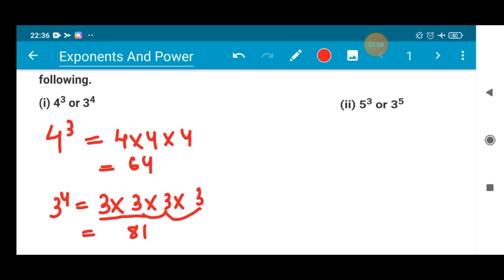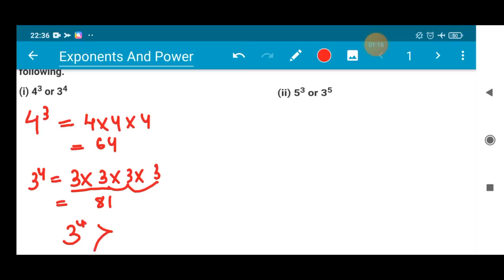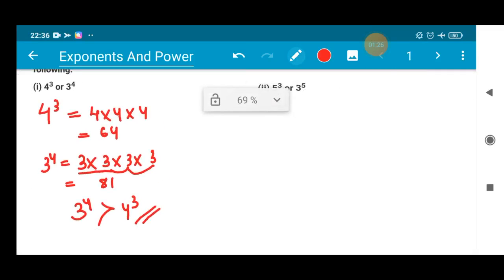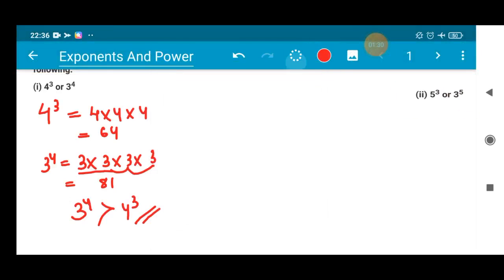So you can see here that of course compared to 64, 81 is greater. Yes, so 81, or you may write 3 to the power 4 is greater than 4 to the power 3. Right, so this is one way of doing. Now I'm going to show you another method also. The other method is, just remember this point.